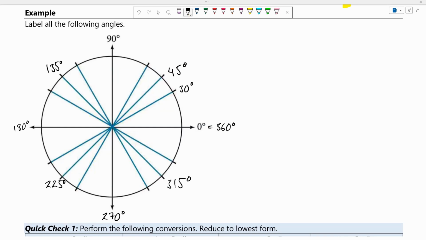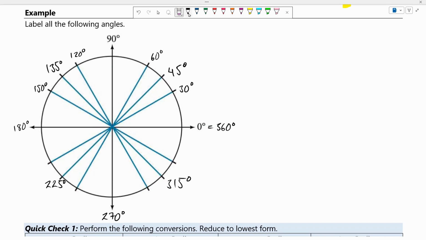is 30 degrees. If I add another 30, 60 degrees. If I add another 30, 90. So we're good. It's working out. Add another 30, 120 degrees. Add another 30, 150 degrees. Add another 30, 180. So everything's working out. It's falling into place.